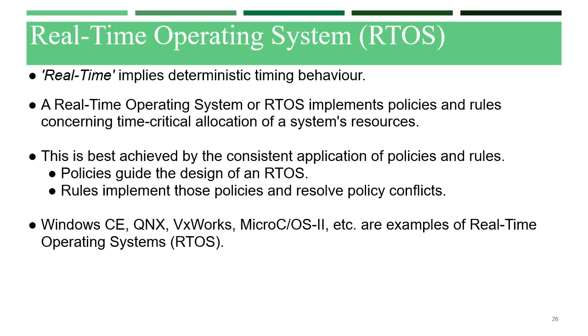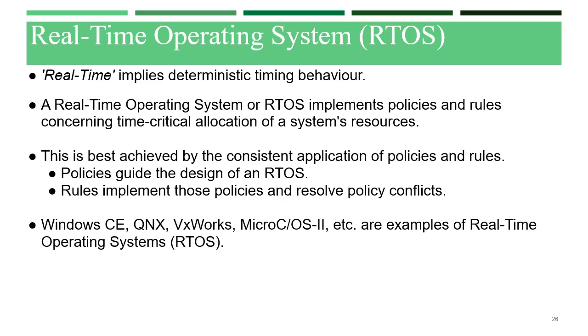A real-time operating system, or RTOS, implements policies and rules concerning time-critical allocation of the system resources. The RTOS decides which applications should run in which order and how much time needs to be allocated for each application. Predictable performance is the hallmark of a well designed RTOS. This is best achieved by the consistent application of policies and rules. Policies guide the design of an RTOS. Rules implement those policies and resolve policy conflicts.